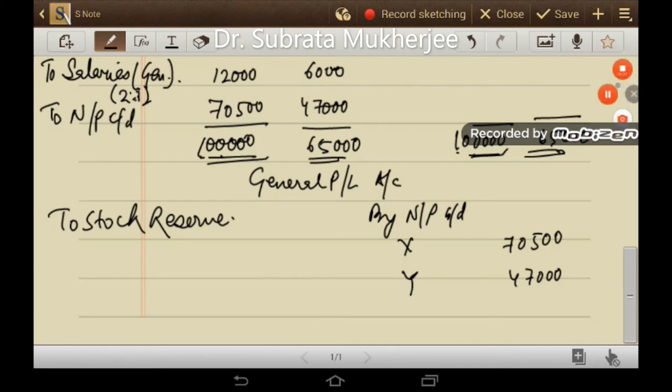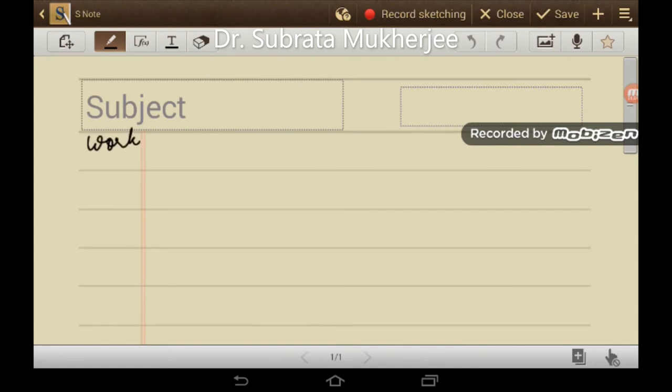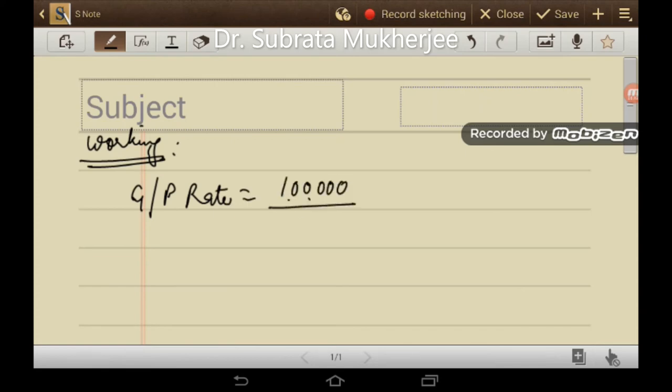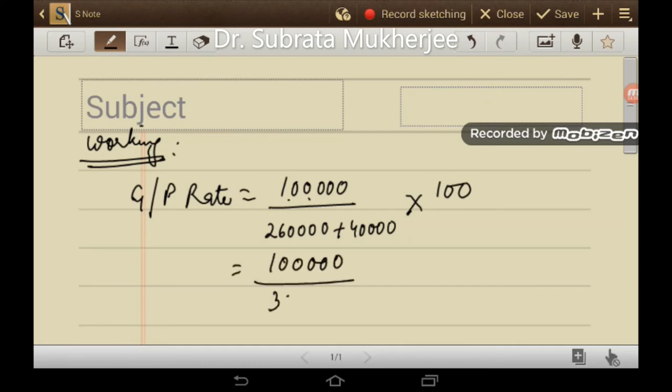For this we have to prepare a small working. What is the GP rate of the transferring department? The transferring department is department X. Gross profit of department X is 1 lakh. And what is the total sales? 2,60,000 is the sale to outsiders, and 40,000 is the sale by transfer to department Y. So your GP rate will be 1 lakh by 3 lakh into 100. This is 33 1/3%.